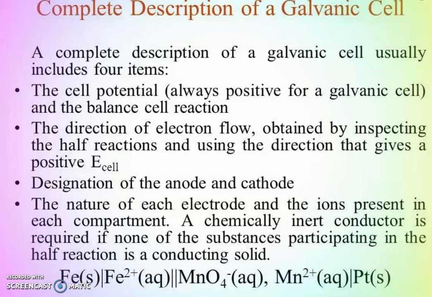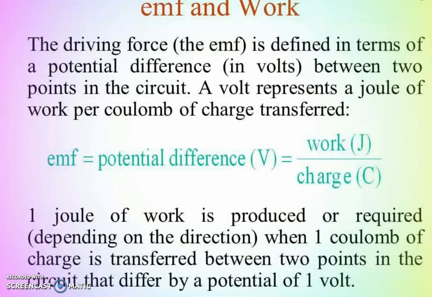The second, the direction of electron flow obtained by inspecting the half reaction using the direction that gives a positive E cell. Designations of the anode and cathode, and the nature of each electrode and ions present in each compartment. The chemically inert conductor is required if none of the substances participating in the half reaction is a conducting solid. You can see.